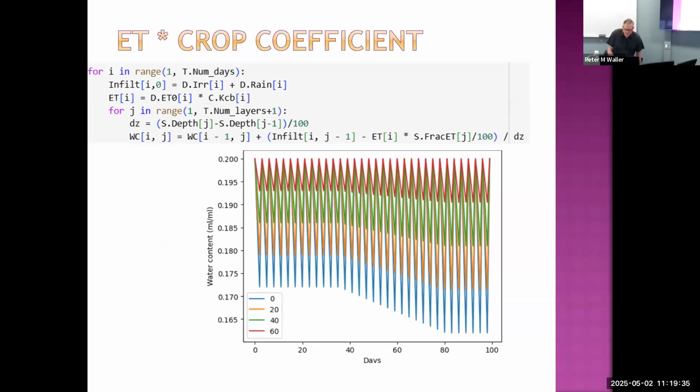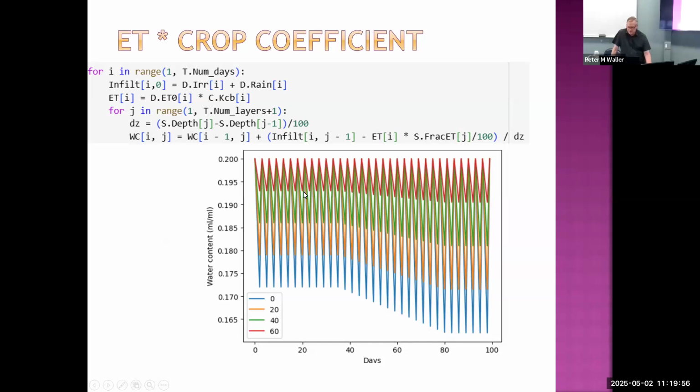And so if I put that crop coefficient into my model, so here you can see that my ET is my reference ET off the column in the daily spreadsheet times my crop coefficient. So you can see that I'm taking out more water later in the season.